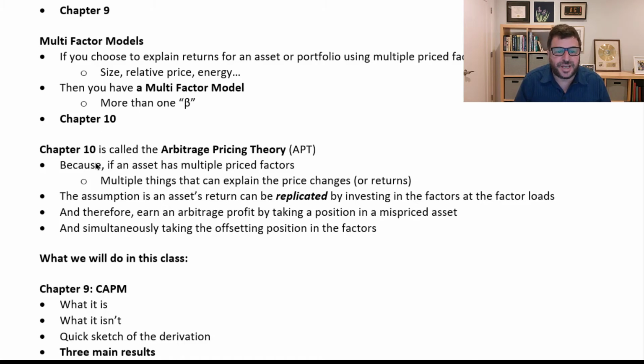So chapter 10 is called the arbitrage pricing theory because, and here's sort of the underlying idea, if an asset has multiple priced factors, if multiple things can explain the price changes or returns, then the assumption is an asset's return can be replicated by investing in these multiple factors at these factor loads. And therefore, one can earn an arbitrage profit by taking a position in the mispriced asset, either long or short, and then taking a simultaneous offsetting position in these factors and earn what is, in theory, an arbitrage.